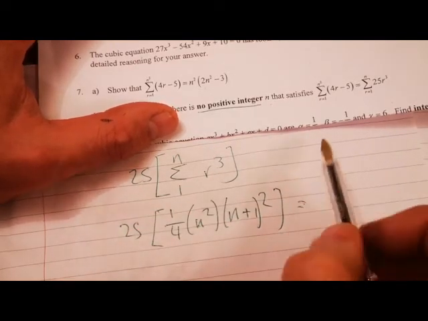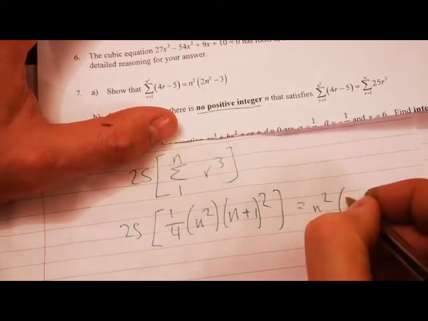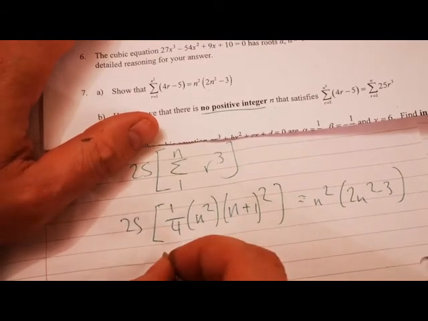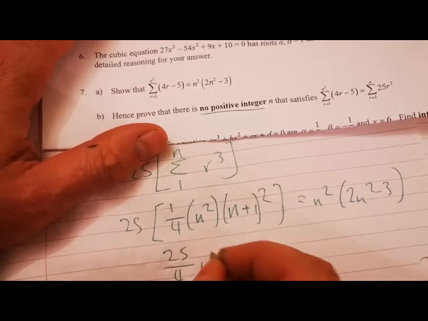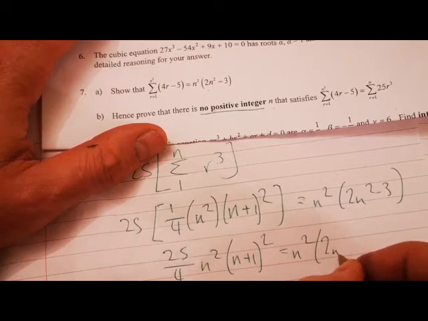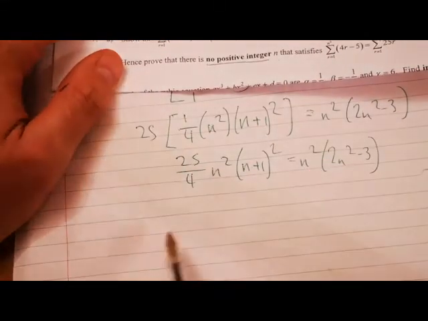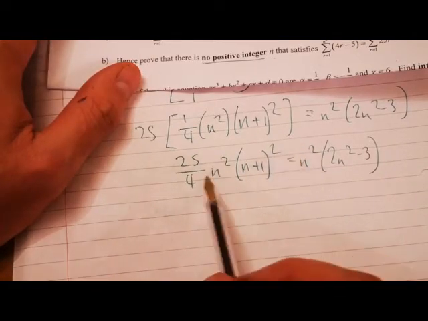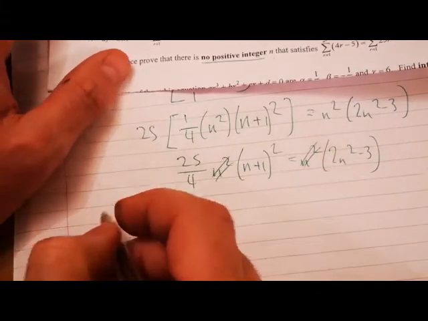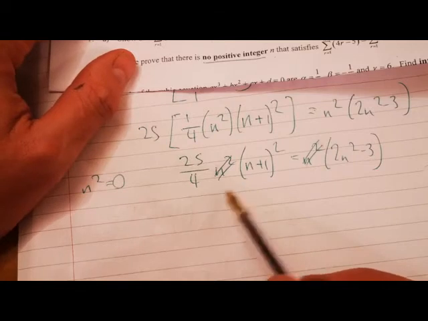Okay, that's going to equal the previous question, which was n squared times 2n squared minus 3. This double bracket I don't like. I'm just going to make it 25 quarters n squared times bracket n plus 1 squared equals n squared times 2n squared minus 3. Now it might be tempting to expand all your brackets and try to solve them, but n squared's always trying to be a bit naughty, and I've got one on both sides, so I'm going to divide both sides by n squared. I'm just going to note that n squared is not equal to 0, because that's what happens when you divide by it.